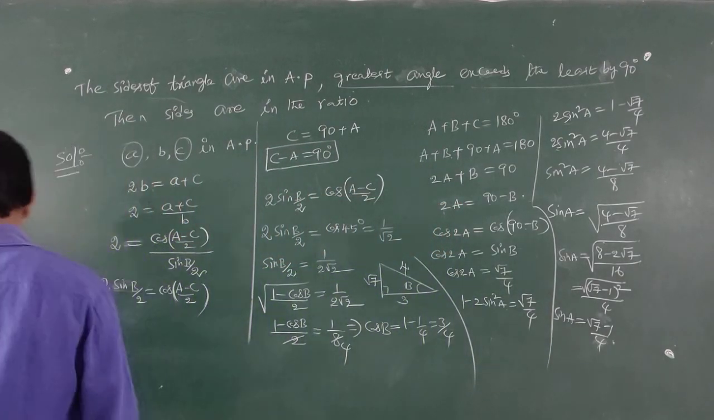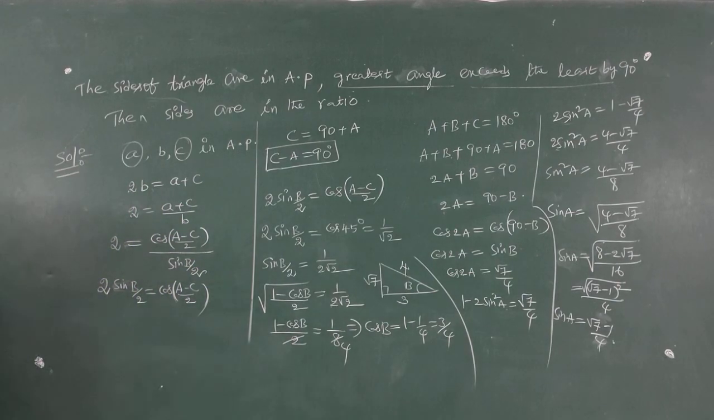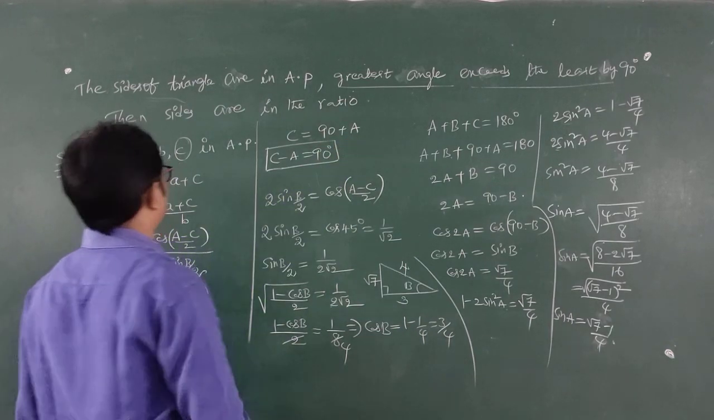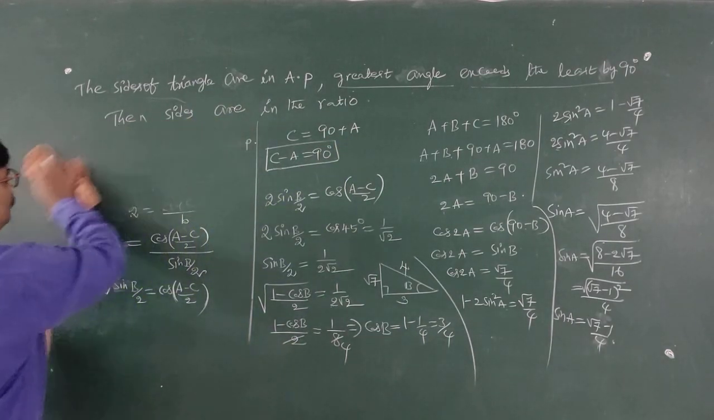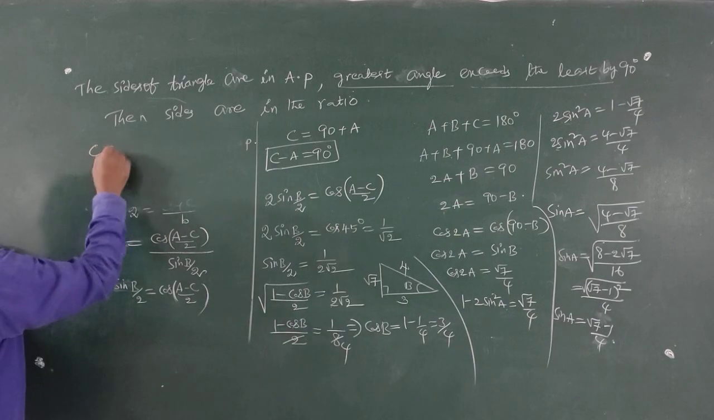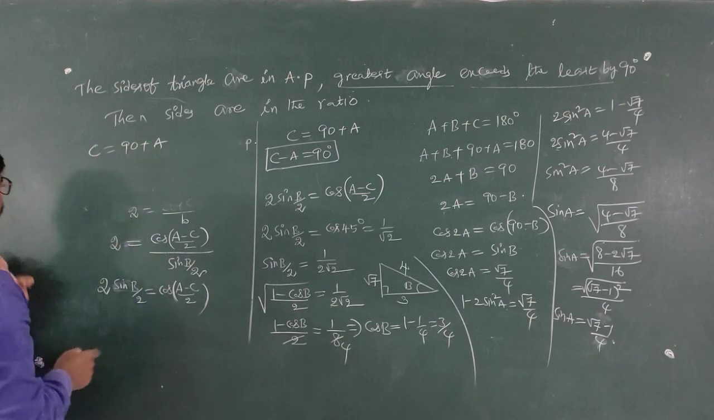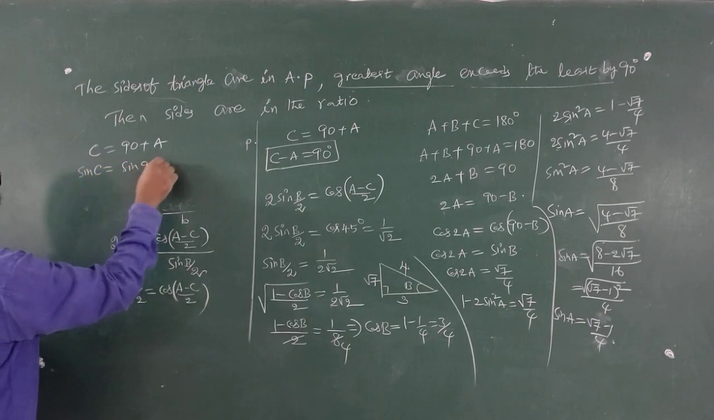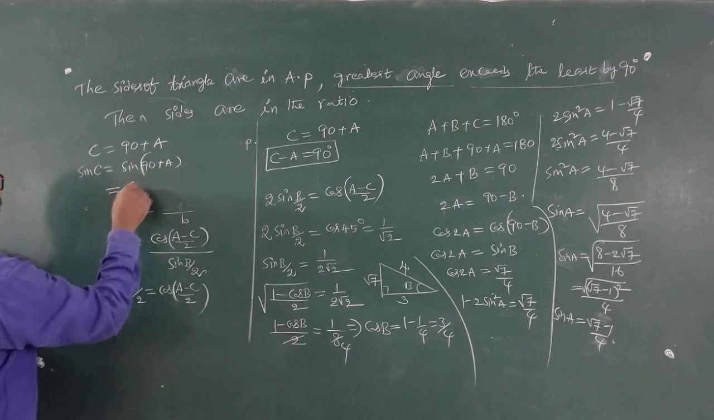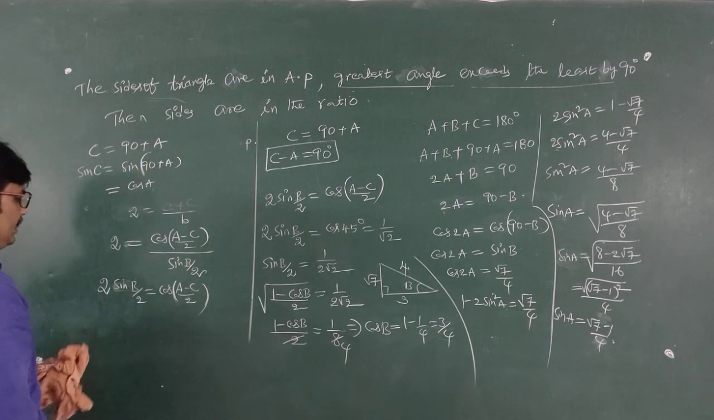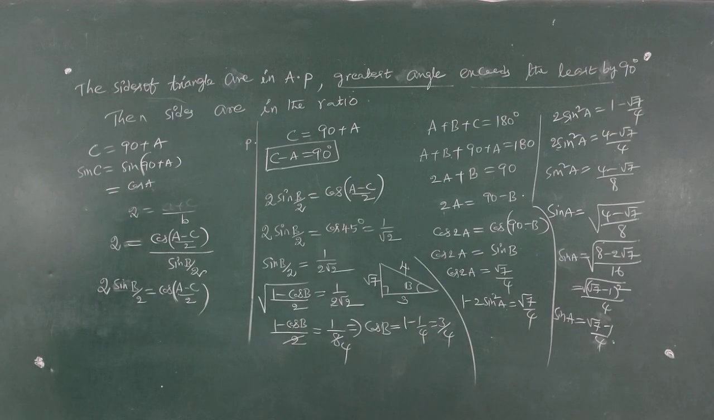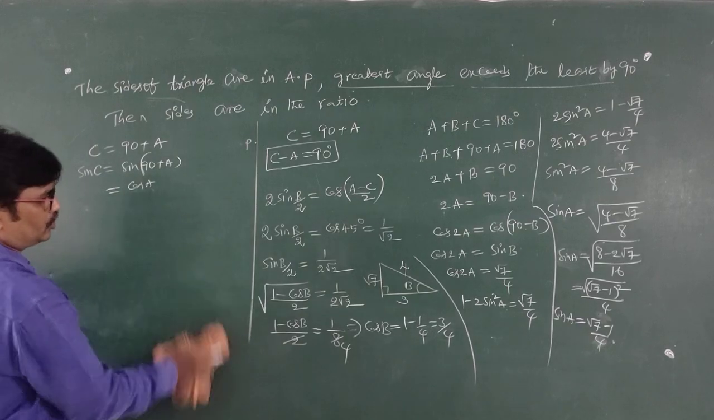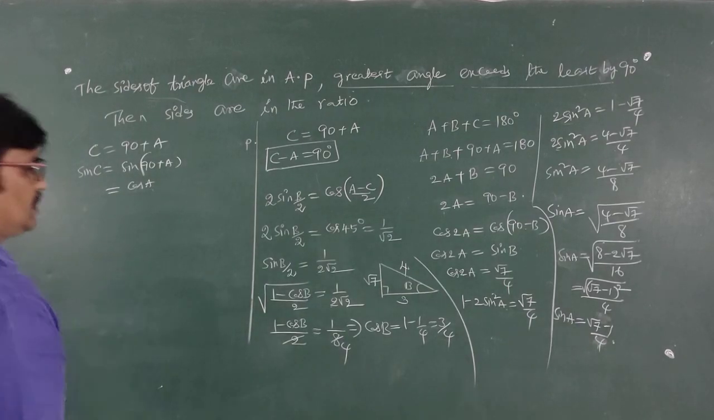Now students, we have to find the value of what is asked. Right now we found sin A. All of you are thinking here, C is 90 plus A. So when we take sin C equals sin of 90 plus A, sin of 90 plus A is cos A. So here we observed that sin C is cos of A. How to find cos of A?